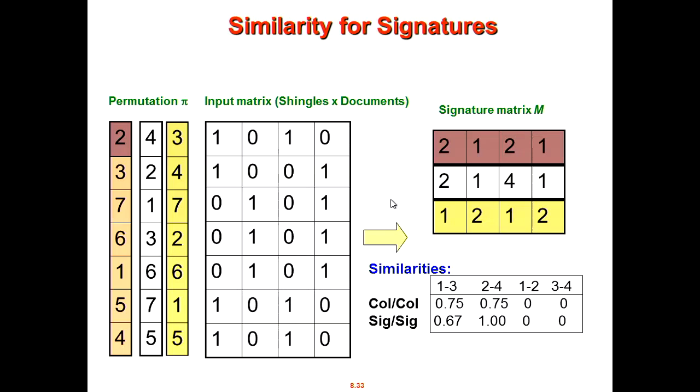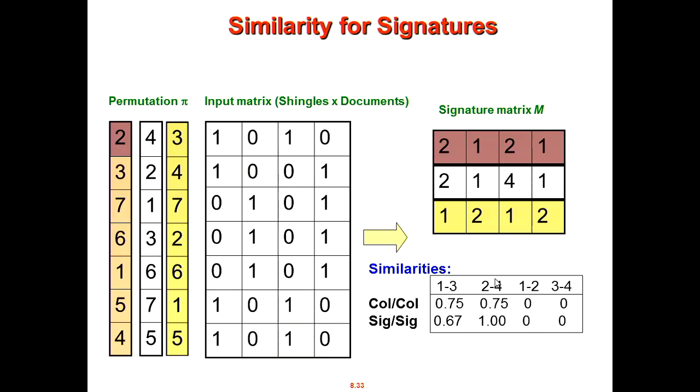Okay, so let's look at the result. This is a signature matrix. For the similarity of columns 1 and 3, the column similarity is 0.75 here, because it's the intersection over the union, right? And for the signature matrix here, we have only 3 permutations, so there are only 3 rows, and the result is we check 2, 2, 1 and 2, 4, 1. So on this row they have different values. So the signature similarity is 2 divided by 3, which is 0.67, right? So that's for this pair.